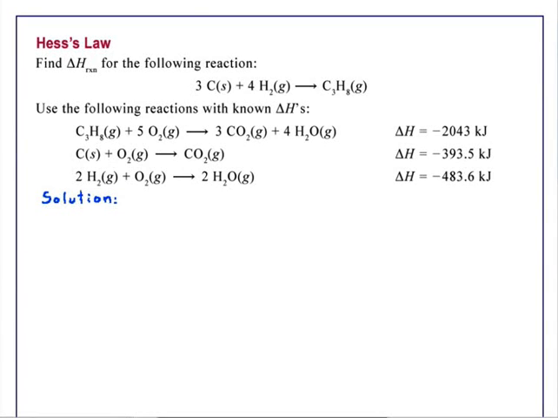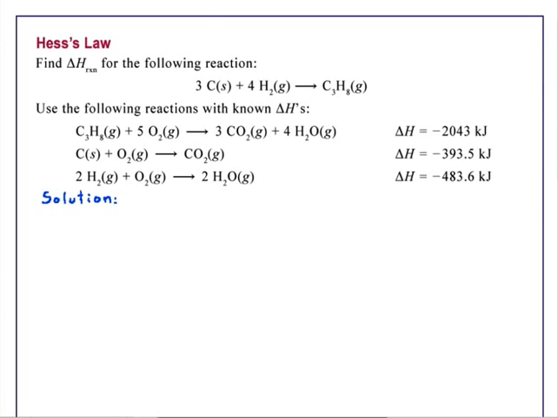Hess's law. Find delta H of reaction for the following reaction: 3 C solid plus 4 H2 gaseous react to form C3H8 gaseous. Use the following reactions with known delta H's.